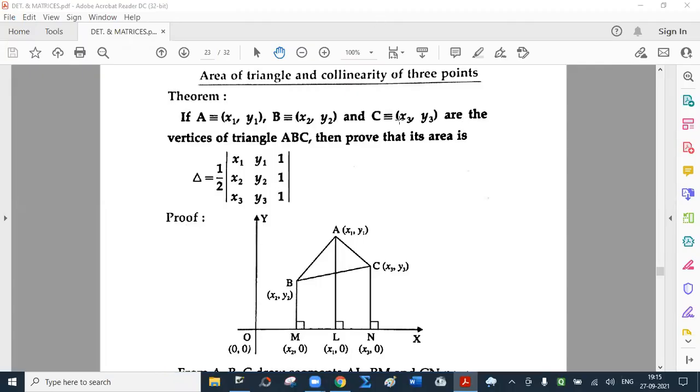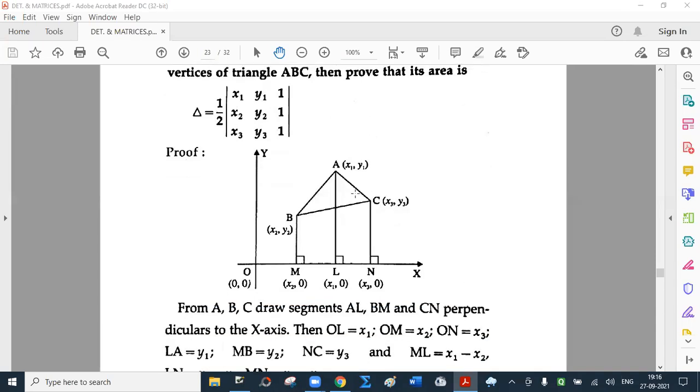Now this part is important. Area of triangle and collinearity of 3 points. Theorem: if A(x1, y1), B(x2, y2) and C(x3, y3) are the vertices of triangle ABC, then prove that its area is delta equal to half the determinant. Actually it should be modulus because the determinant can be negative, right? But area is never negative. In the first column, x coordinates, second column, y coordinates, third column, 1, 1, 1. Suppose these are the 3 vertices.